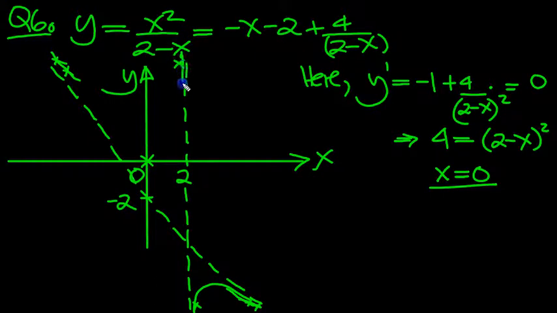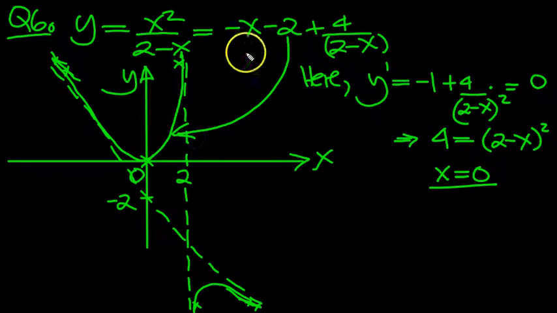So now we can do the sketch here. It's going to come around here, turn there, and go back up like so to there. And this is the sketch of this function. So we should label it as such.